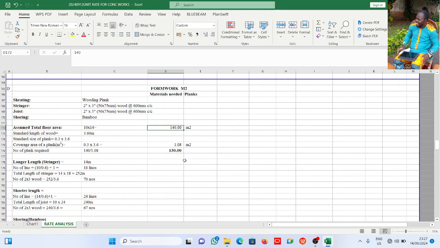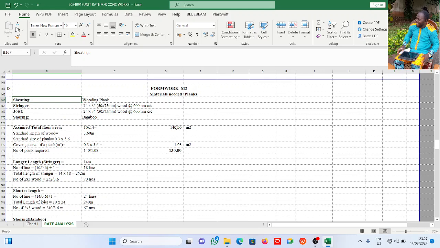Then you use your bamboo to hold those, you call them stringer and joist. Use your bamboo to support the slab, so that when you're pouring the concrete, it does not open up. So this sheeting is the plank. The stringers and the joists are those woods used to support the plank. Then the shoring is the bamboo.